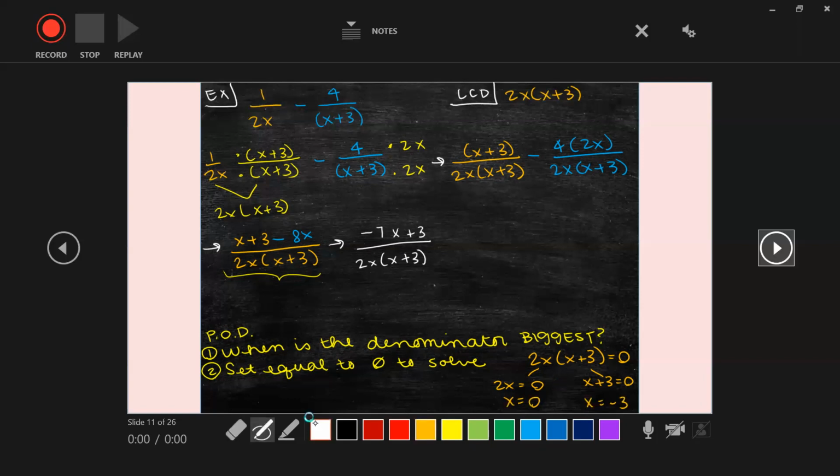So yes, this is technically the correct answer, but you also need to include when x is not equal to those points of discontinuity. So in this instance, it's when x is not equal to 0 or -3. This whole thing is your answer. So it's really easy to forget this step, but it's important to make sure that your equation is defined.